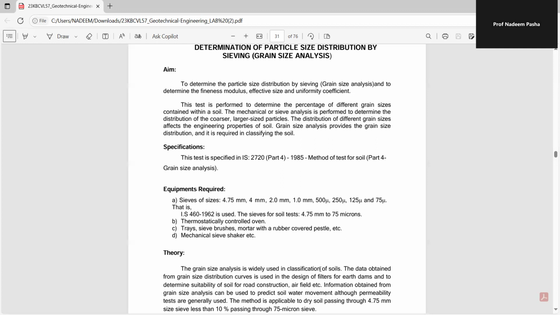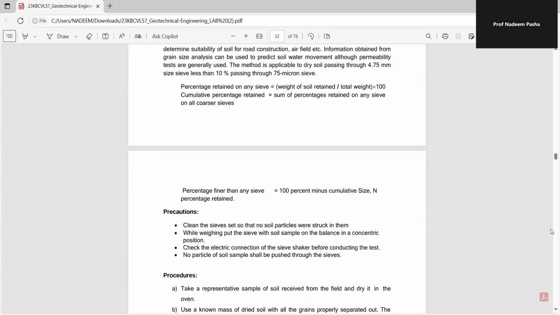The method is applicable to dry soil passing through the 4.75 mm sieve, with less than 10% passing through the 75 micron sieve. Percentage retained on each sieve is equal to weight of soil retained divided by total weight, into 100. Similarly, cumulative percentage retained on all sieves is equal to the sum of percentage retained on each sieve. Percentage finer than each sieve is equal to 100% minus the cumulative percentage retained.